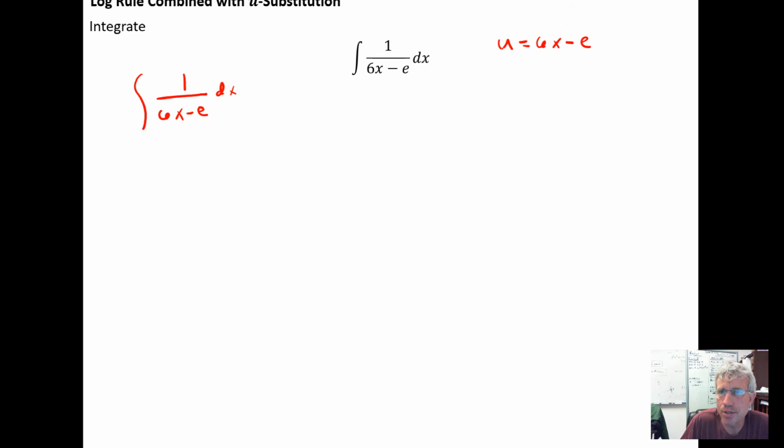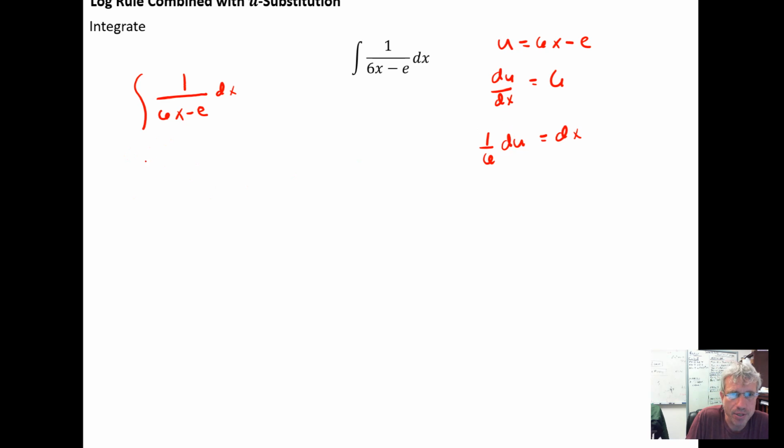And I'm going to do that because the derivative of the denominator, if I take du dx, I'm going to get 6, which differs from the numerator, which is a 1, by only a constant. And this was the key when we were working with u-Substitution. Most of the time you're looking for that derivative to differ from another expression by just a constant. So in this case, if I multiply both sides by 1/6 and multiply both sides by dx, I get that dx is the same as 1 over 6 du.